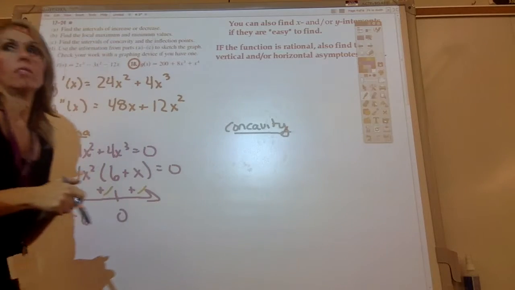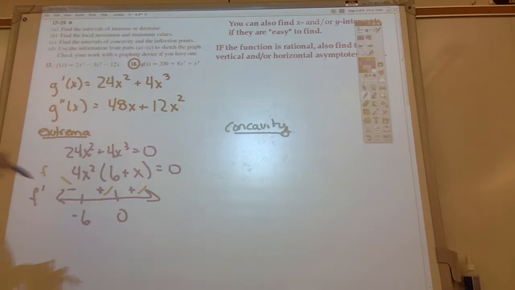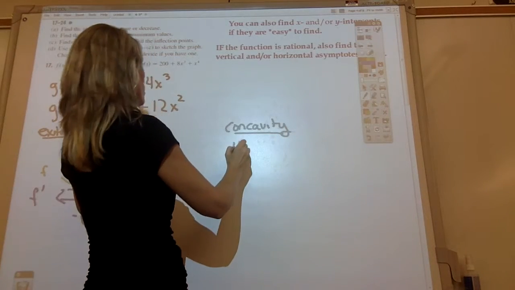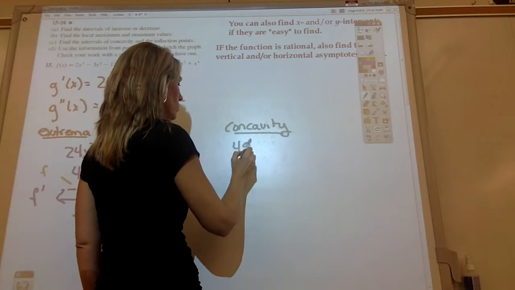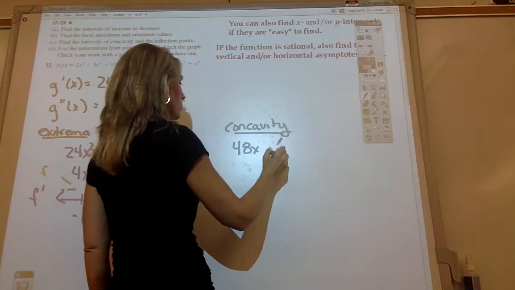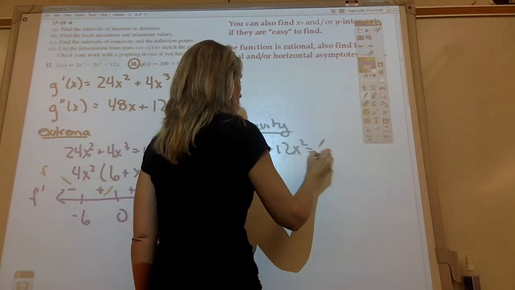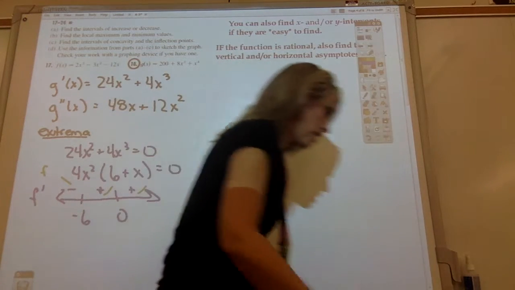Now let's look at concavity using what? The second derivative. Yep. So let's take the second derivative. And set it equal to 0. Again, do your factoring stuff.